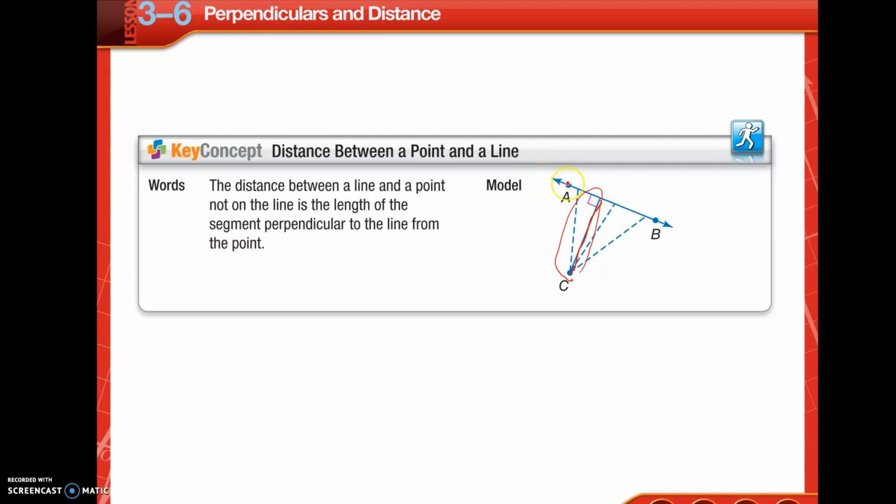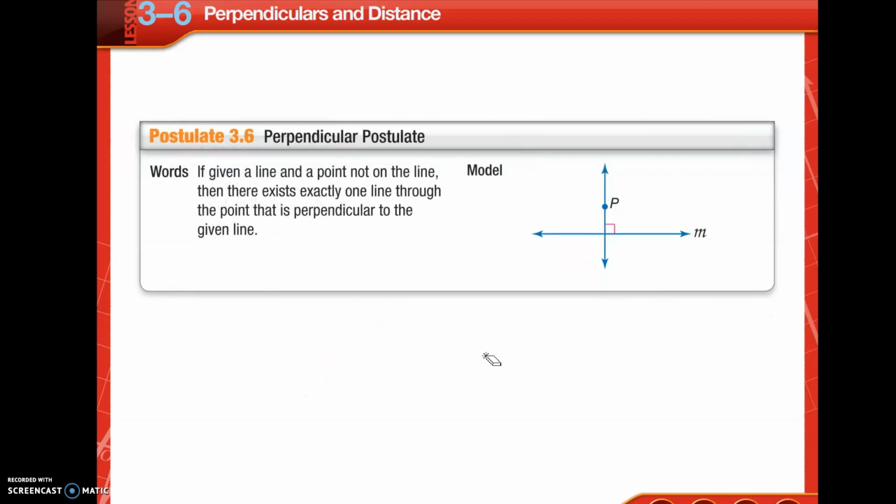Remember that lines go on and on forever. So even if I'm looking at this line and the line is only represented by a small part, I can always extend my line out so then I can draw the straight distance to it. So the first part is going to be constructing.